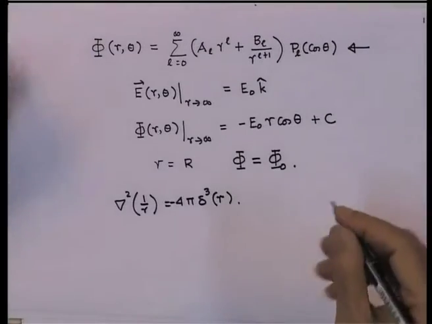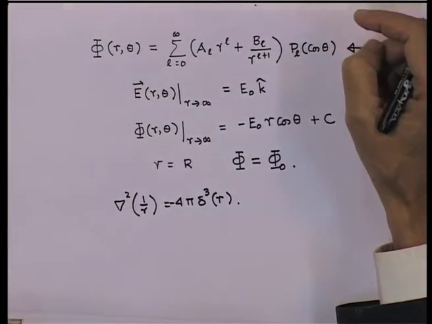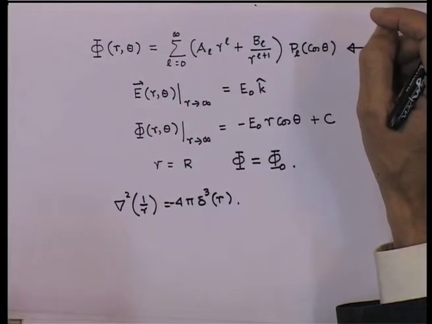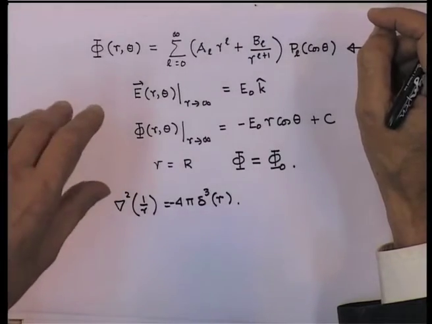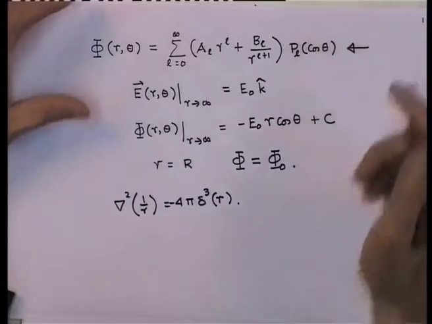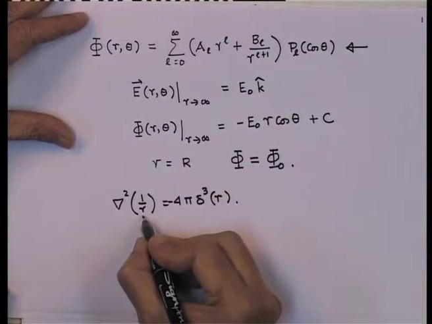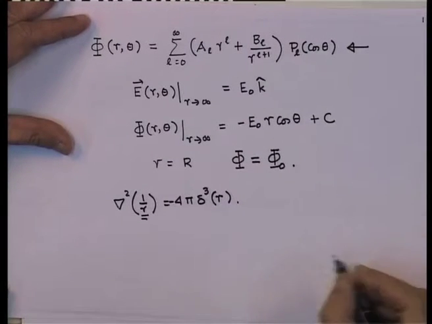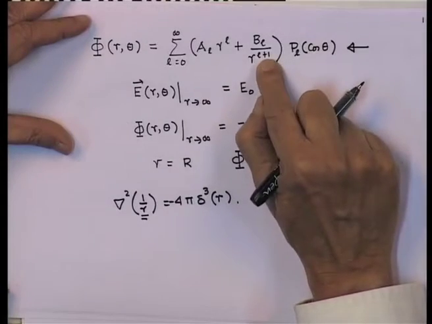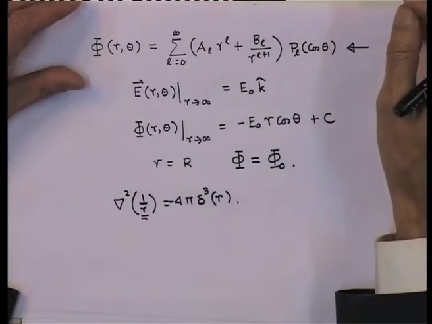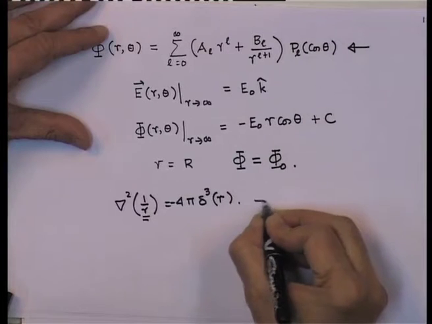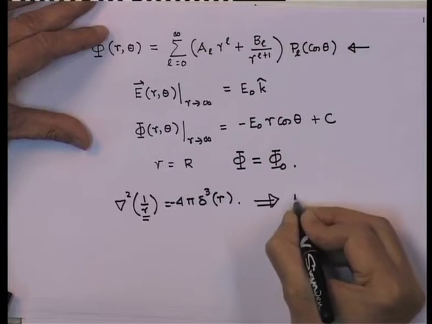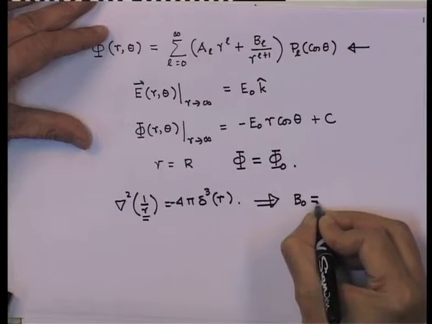Since I do not have a charge at the origin, and the origin is actually surrounded by a sphere, I can't have a term in the potential which goes as 1 over r. What this implies is that in this summation the L equal to 0 term will not be there, and as a result B 0 must be identically equal to 0.